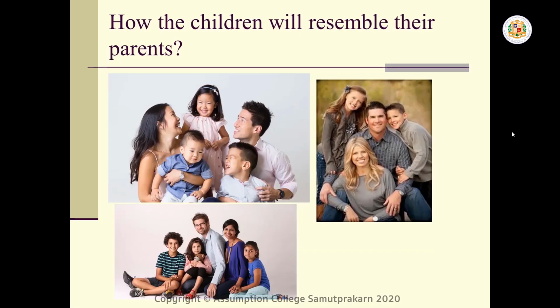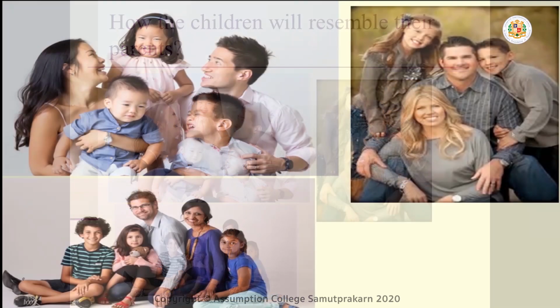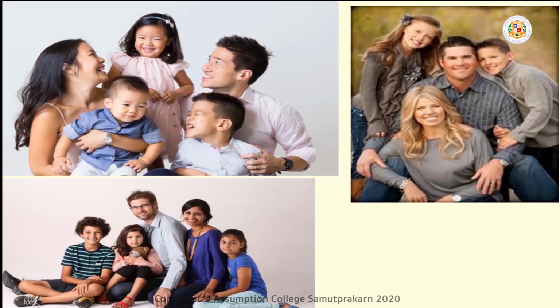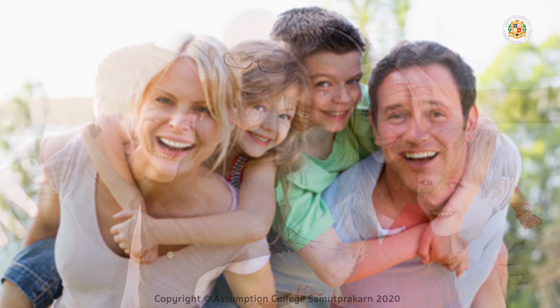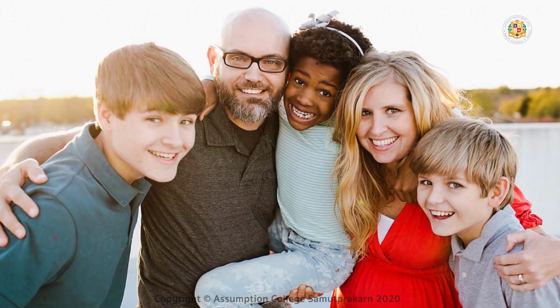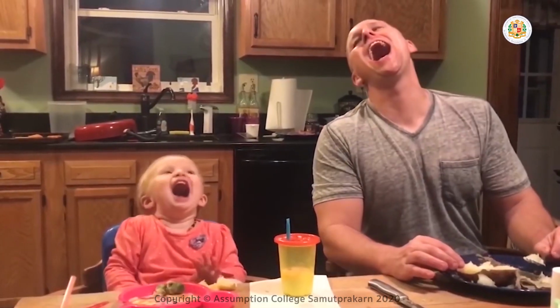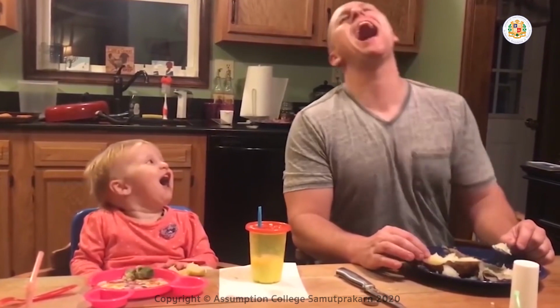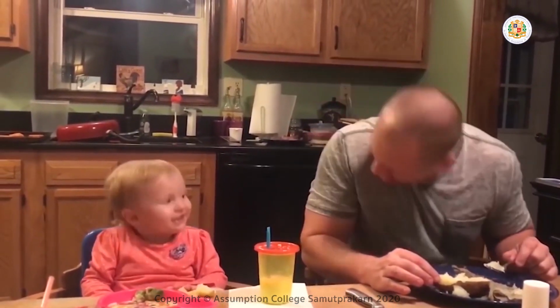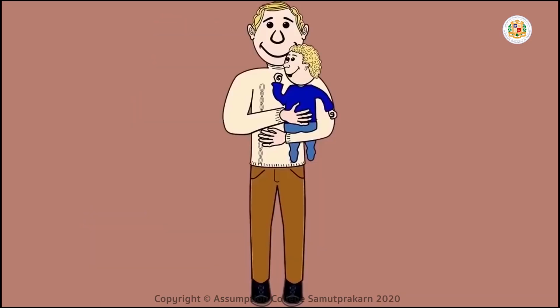Let's take a look at the picture of these three families. You might observe that the children have inherited somehow some of the physical traits from their parents. No matter how different the races are, the children or the offspring will always have the chance to get something from any of the physical traits or characteristics that are also found from their parents.